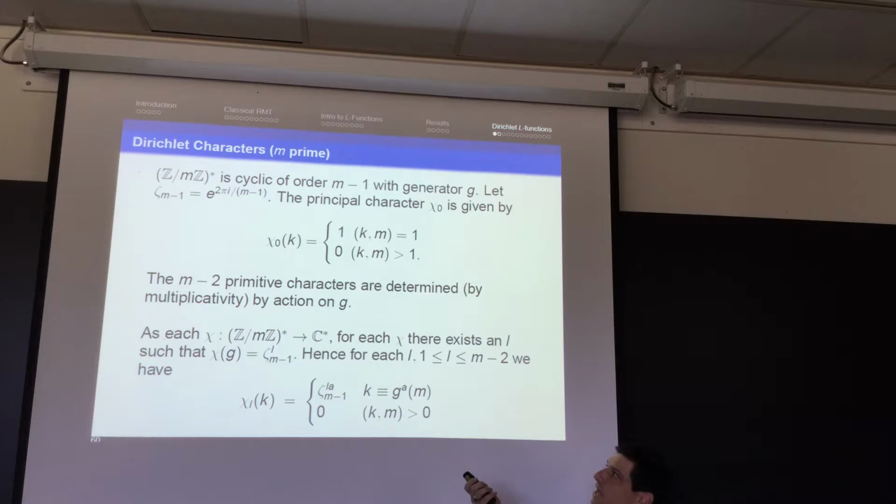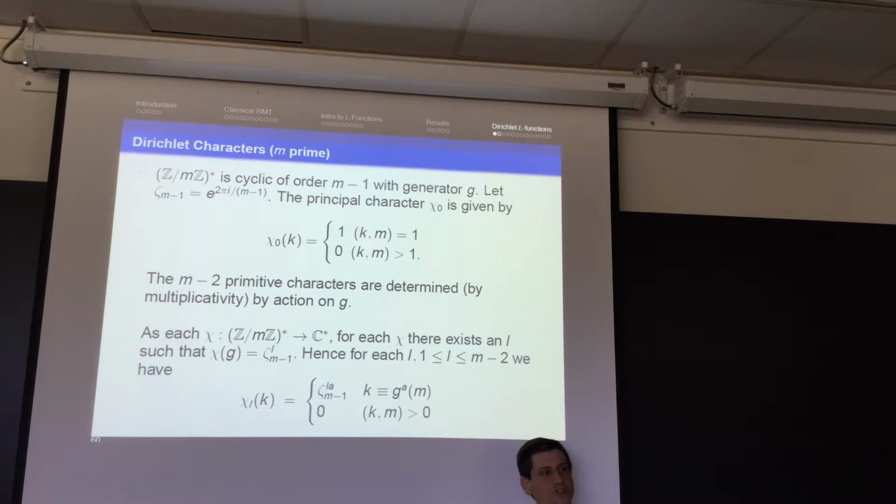If I change k by adding m or 2m or 3m, I don't change the value. There are m minus 2 primitive characters that are not trivial, and because it's multiplicative, their value is completely determined by what they do to the generator g. And it turns out what they could do is they could take g, they could square it, they could cube it, they could raise it to the 4th power. And so there's a really simple classification for what's going on.